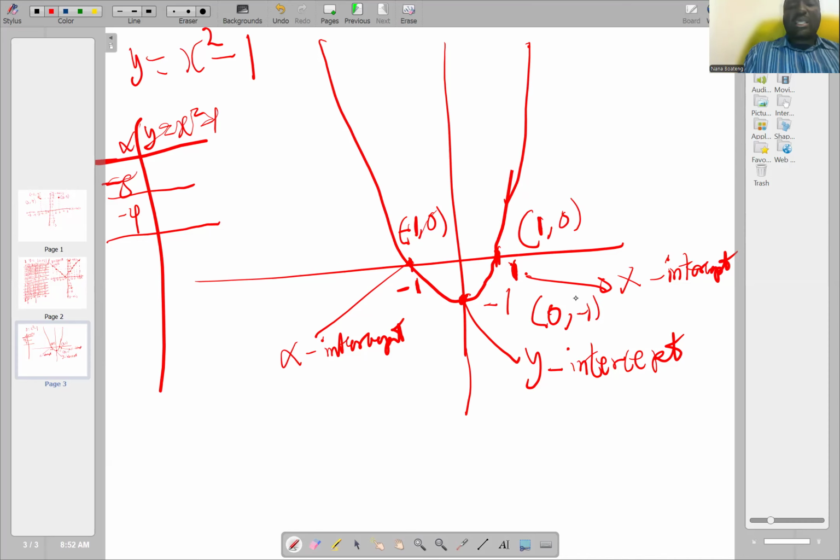So you can see that at the intercept, if it's an x-intercept, the y value is 0 and the x value is the number on the x-axis at which the graph intersects the x-axis. And on the other hand, for the y-intercept, the x value is 0 and the y-intercept is the number on the y-axis for which the graph intersects the y-axis.